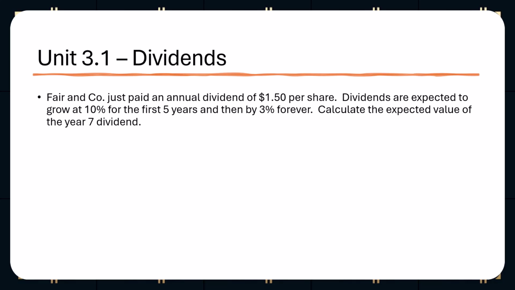Fair & Co. just paid an annual dividend of $1.50 per share. Just paid tells me that this amount is Div 0. Dividends are expected to grow at 10% for the first 5 years and then grow by 3% forever. Calculate the expected value 7 years from today. I think it's best in this scenario to draw a timeline and realize that these dividends are in fact growing by 10% all the way to the end of year 5. And again, we're trying to get to the end of year 7, which is going to have a 3% growth rate. And we want to find Div 7.